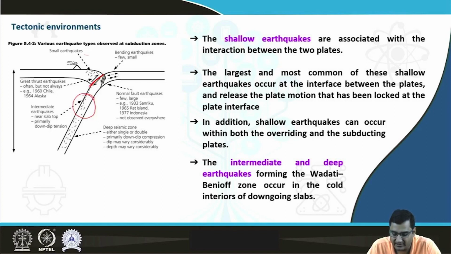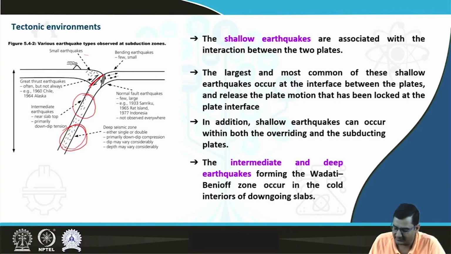And here you can see the intermediate focus earthquakes between 70 and 300 km may occur, near the slab top, and they primarily have down dip tension. And at the deep seismic zone, that means deep focus earthquakes of more than 300 km, there might be a single or double couple mechanism, and this will primarily have down dip compression, and dip may vary considerably and depth may also vary considerably.